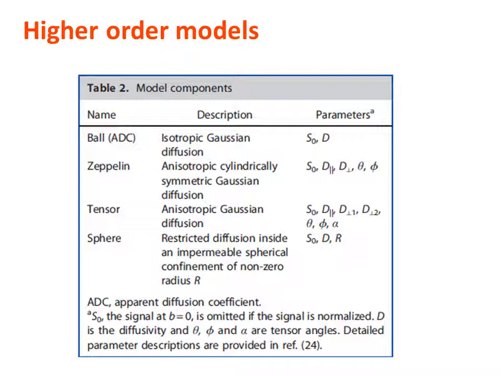So the components of these models we looked at were what we call a ball, which is basically isotropic Gaussian diffusion, a tensor, conventional tensor, a Zeppelin, which is a cylindrically symmetrical tensor, and what we call a sphere, which is an impermeable spherical pore. So the nice thing about the sphere is it accounts for diffusion restriction and the dependence of the diffusion signal on the diffusion time.